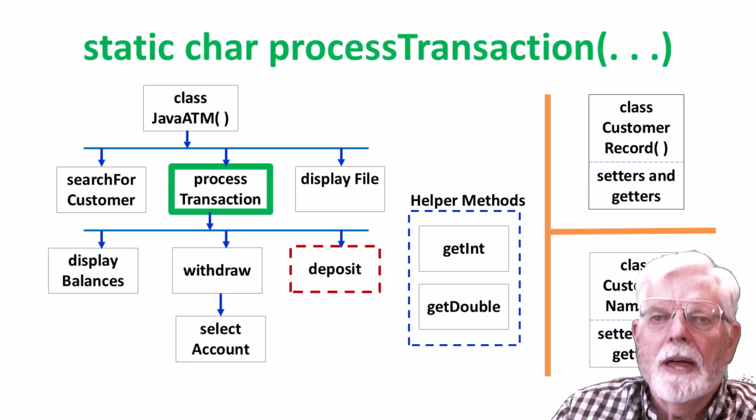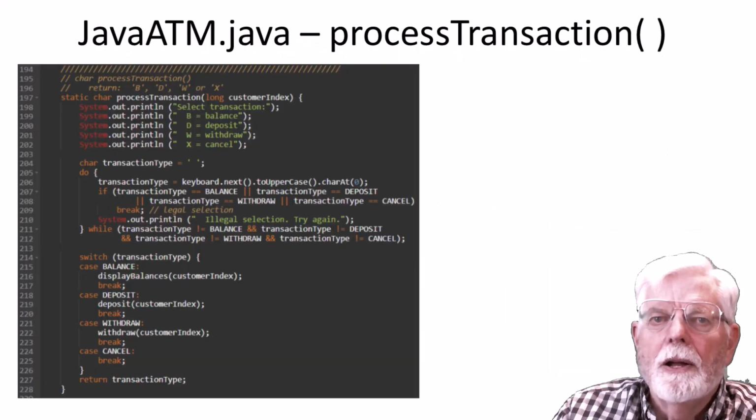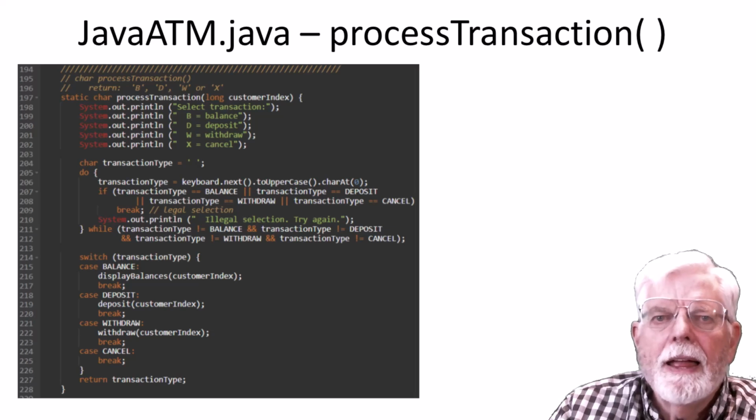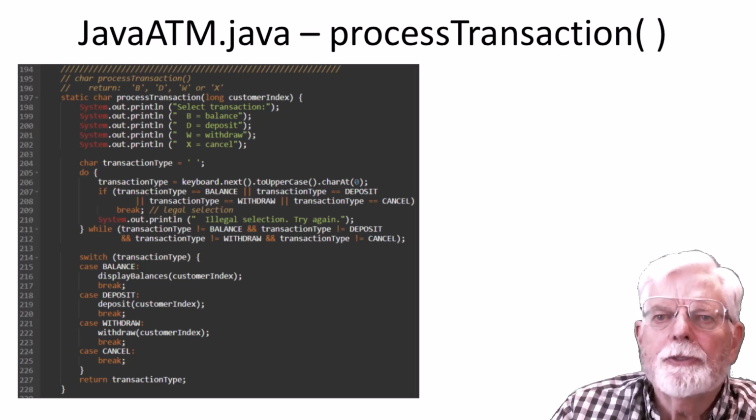The process transaction method displays a menu for the user to select a balance inquiry, deposit, or withdrawal. Once a menu item has been selected, control is passed to another method to do the actual work. The process transaction method is also very simple. It first displays a menu with options for balance inquiry, deposit, withdrawal, and cancel.